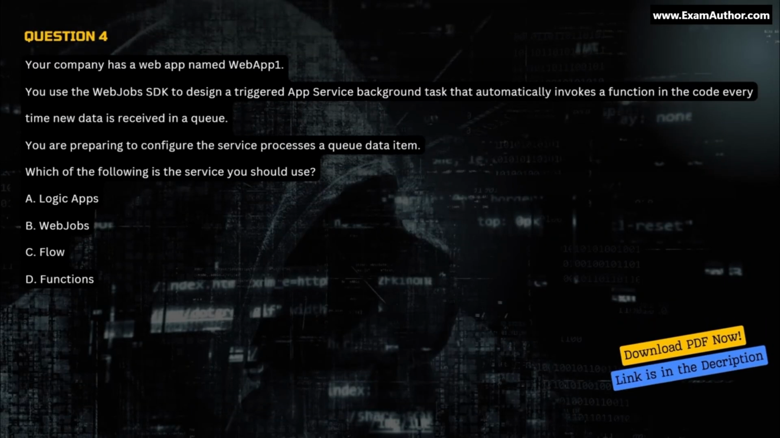Question 4. Your company has a web app named WebApp1. You use the WebJobs SDK to design a triggered App Service background task that automatically invokes a function in the code every time new data is received in a queue. You are preparing to configure the service that processes a queue data item. Which of the following is the service you should use?